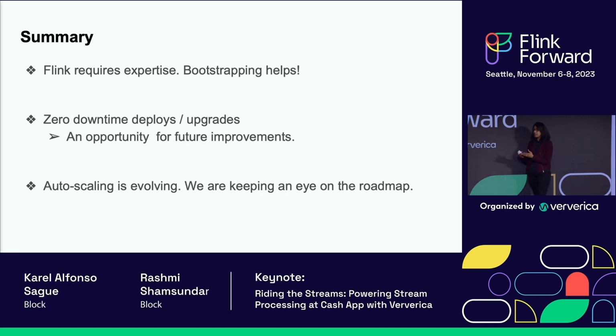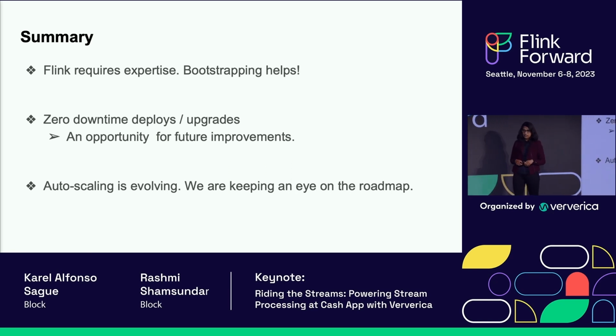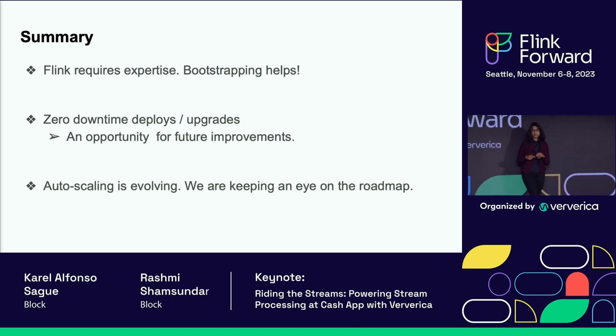But zero downtime deployment is definitely an opportunity for future improvements. And finally, there's substantial progress with scaling Flink applications. Auto-scaling has come a long way. AWS KDA had auto-scaling from Flink 1.13, and reactive scaling from Flink 1.15 and the Flink Kubernetes operator. There's a lot of progress there. And we are keeping an eye out on what is in the roadmap. We feel there are definitely more exciting things coming, especially the Flink in-place scaling, which is going to be a huge game changer, I believe.